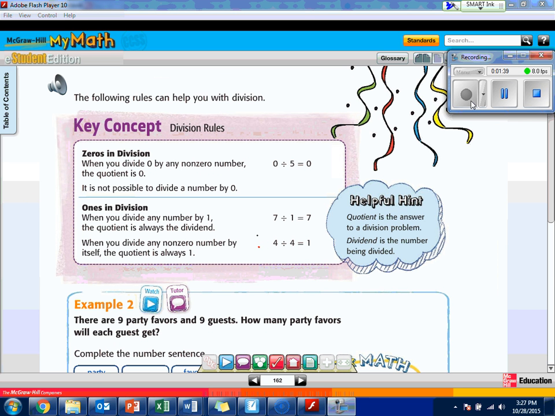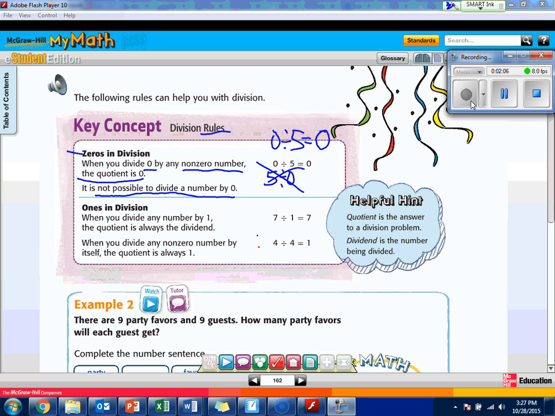Now let's go ahead and talk about not properties, but rules. And these are division rules. Zeros in division. When you divide 0 by any non-zero number, the quotient is 0. But here's the thing, it is not possible to divide a number by 0. We cannot do 5 divided by 0. You are not allowed to do that. But you can do 0 divided by 5, and that's going to get you 0.